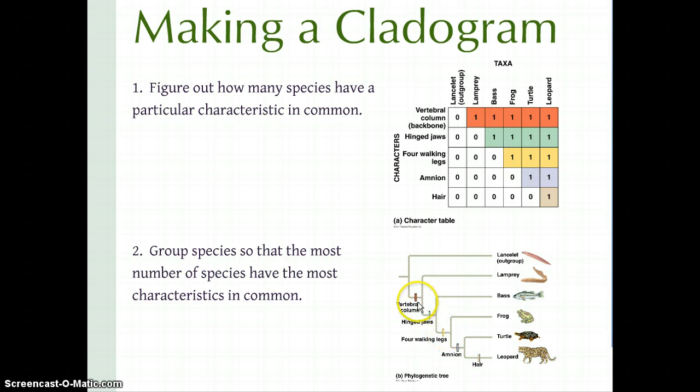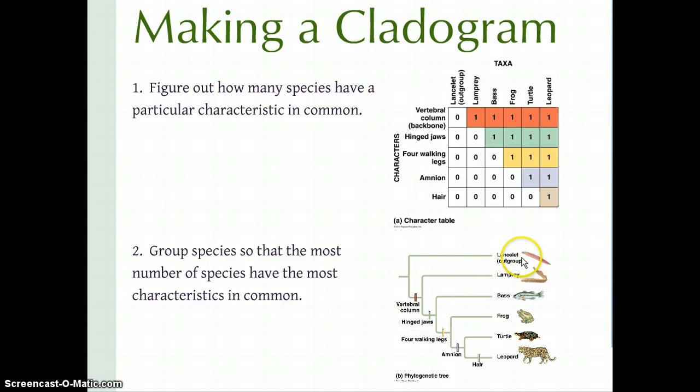Well, what evolved first, a vertebral column or hair? Well, based on our cladogram, it looks like hair evolved after a vertebral column. Now, an important characteristic in setting up a cladogram is identifying what's called an outgroup. This is a group that has evolutionary history, okay?